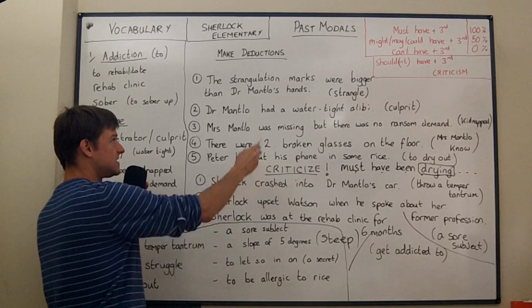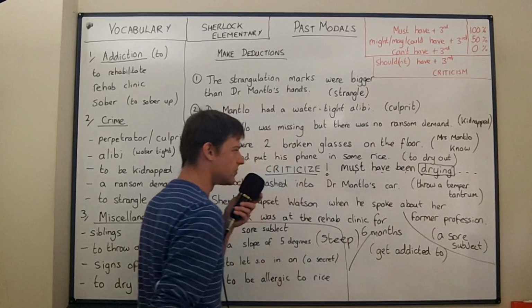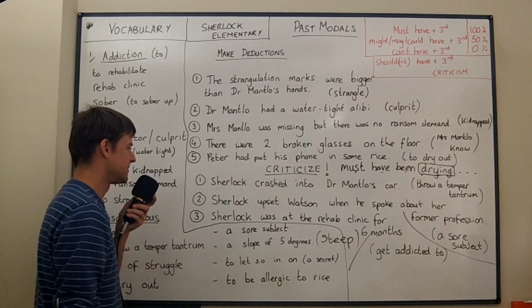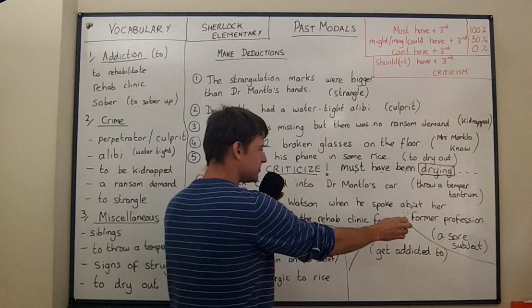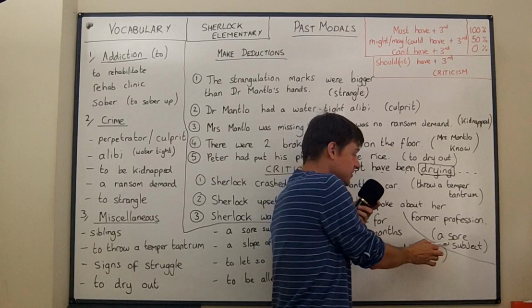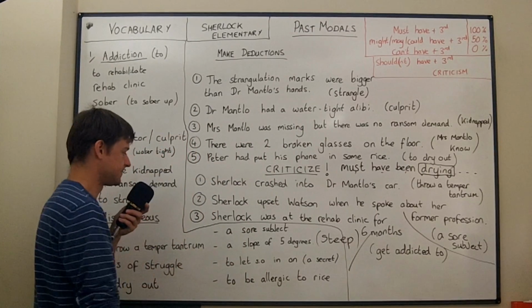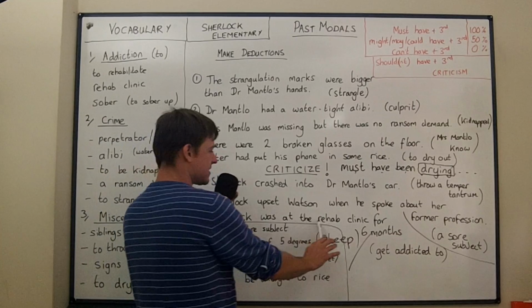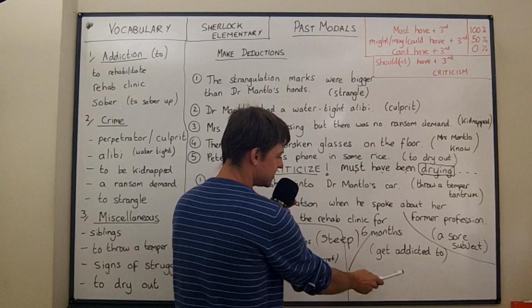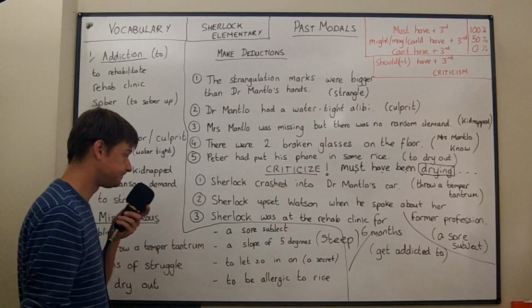Number 1, for criticisms now. Sherlock crashed into Dr. Mantlow's car. He shouldn't have thrown a temper tantrum. Sherlock upset Watson when he spoke about her former profession. He shouldn't have mentioned this because it was a sore subject. Yeah, he shouldn't have talked about the sore subject. Sherlock was at the rehab clinic for 6 months. He shouldn't have got addicted to drugs or to heroin.